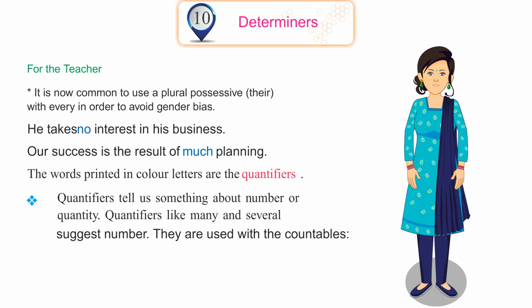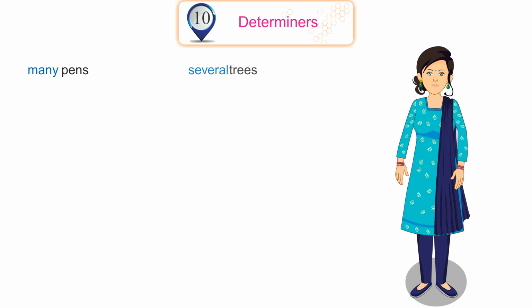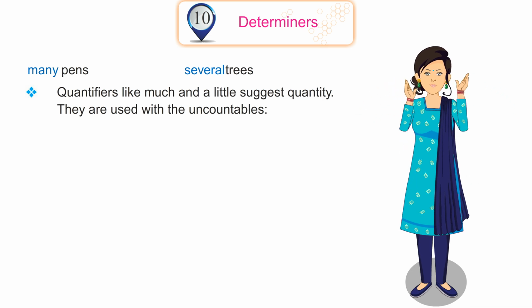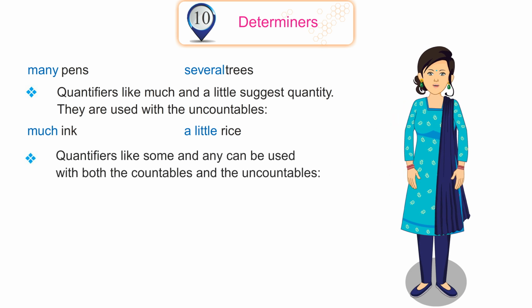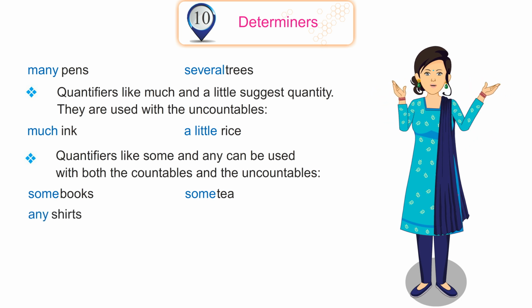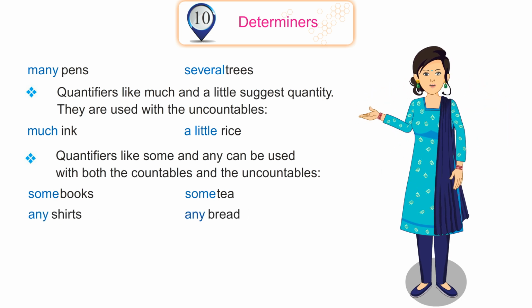The words printed in colored letters are the quantifiers. Quantifiers tell us something about number or quantity. Quantifiers like many and several suggest number. They are used with the countables: many pens, several trees. Quantifiers like much and a little suggest quantity. They are used with the uncountables: much ink, a little rice. Quantifiers like some and any can be used with both the countables and the uncountables: some books, some tea, any shirts, any bread.